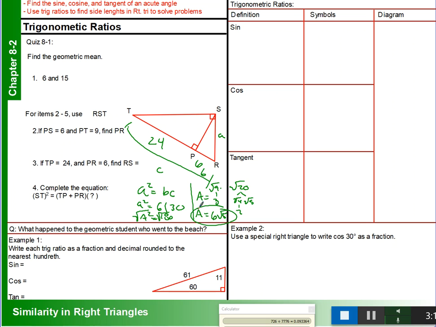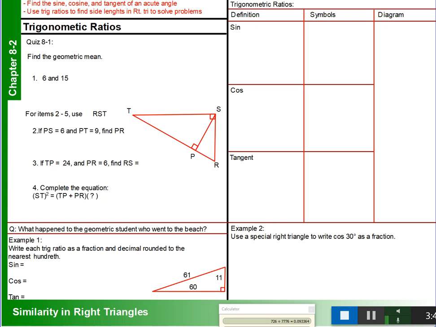And finally, complete the equation. ST, so that's this, ST is equal to PT times TP. Because this squared is equal to this times that distance. So there you go.